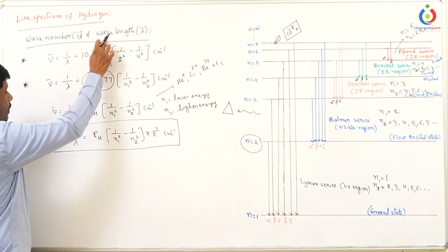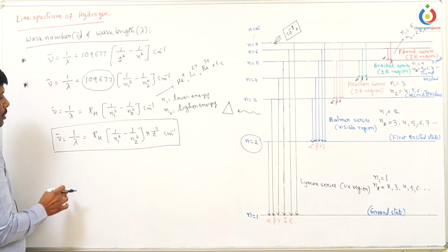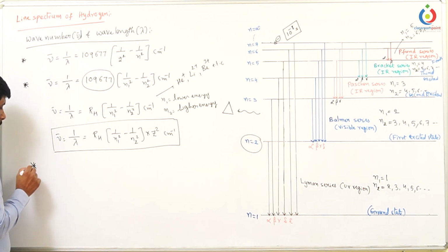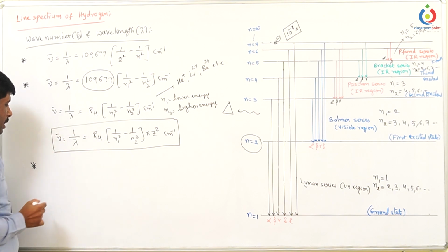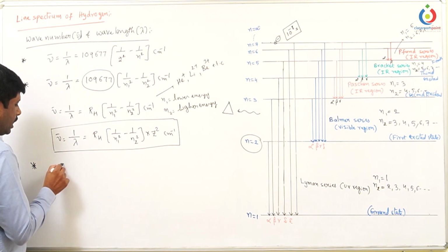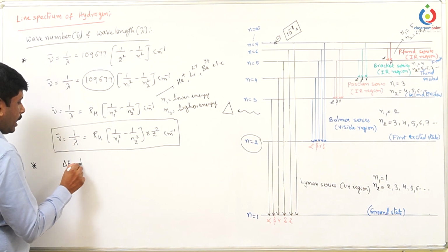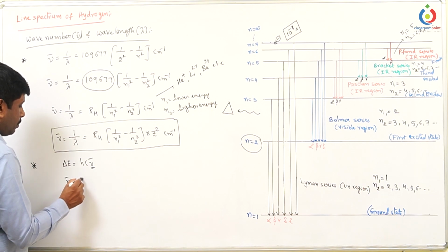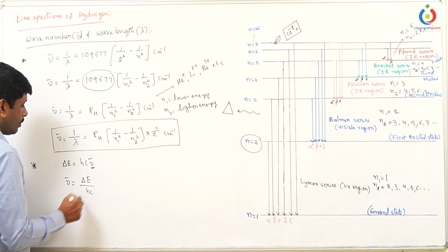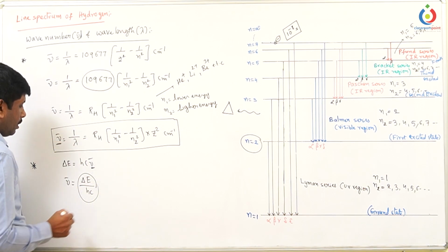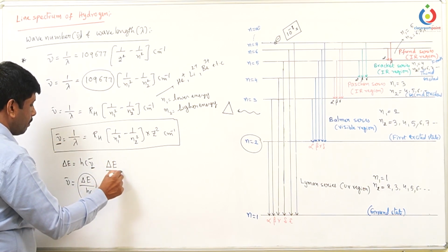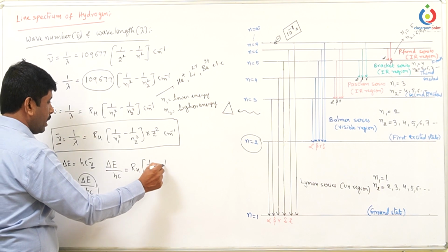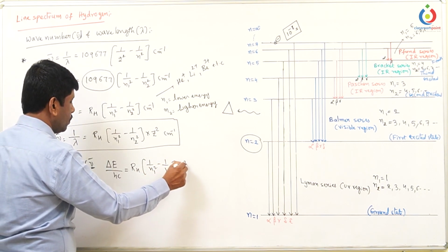Now, if you want to calculate the wavelength, just invert this, because nu bar equals 1 upon lambda, the entire value has to be reversed so that we get the lambda value. Then how do we include energy in this particular equation? We know that delta E equals Hc nu bar. So nu bar is equal to delta E by Hc. If we substitute this value here, we get delta E by Hc equals RH into 1 upon N1 square minus 1 upon N2 square into Z square.